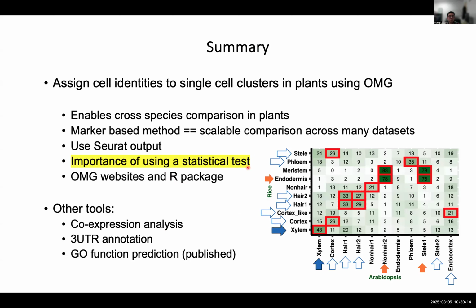Importantly, you want to do a statistical test across all the clusters in your single cell map before you assign the cell type, using some type of statistical test. OMG is one of them.